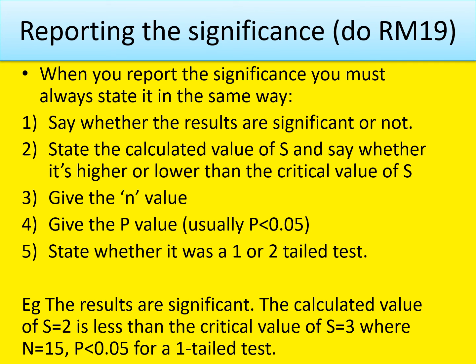Then you tell the examiner the N value, the P value, and you say whether it was a 1 or 2 tailed test. So at the bottom of this slide, you can see it says the results are significant. The calculated value of S equals 2 is less than the critical value of S equals 3, where N is 15. P is less than 0.05 for a 1-tailed test. That S equals 2. So I think in our experiment in class, the S was even lower. There was even more telepathic ability. Anyway, you always report it in the same way.